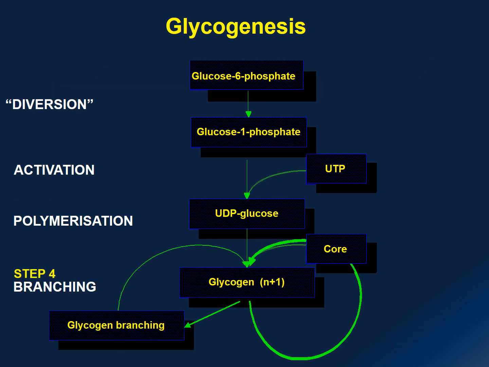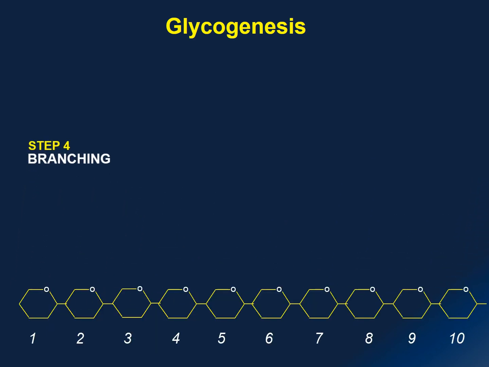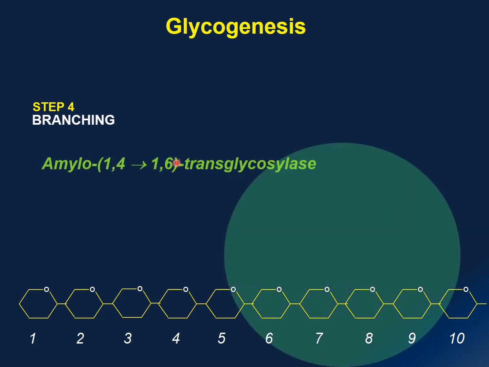So we need step 4, which is glycogen branching. In step 4, we make branches, and the enzyme we need is the amylo-1,4-1,6-transglycosylase. Well, you can tell what it does from its name. Glycosyl means sugar, trans means transfer, while amylo means a small chain. So basically, it transfers a small chain of sugar from the alpha-1,4 main chain to the 1,6 branch position.